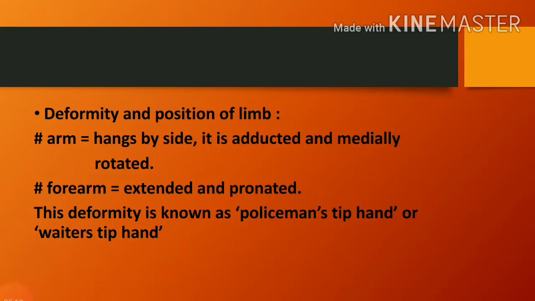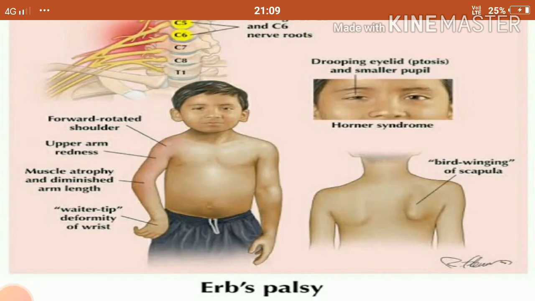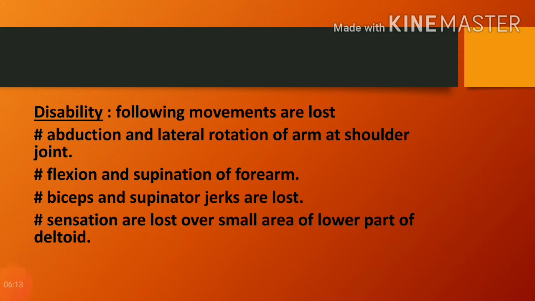Okay, so here we have seen the deformities, as you are seeing the arm and forearm of this affected child. So guys, what I'm trying to explain is that the disabilities are totally opposite of the deformities. In deformity we have seen adduction and medial rotation of the arm. In disabilities it is totally opposite. Here we have abduction and lateral rotation of the arm at the shoulder joint. Here we have flexion and supination of the forearm. There we have extension and pronation of the forearm.